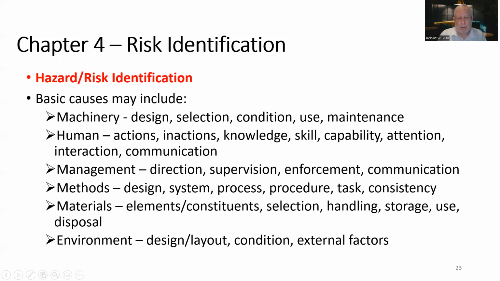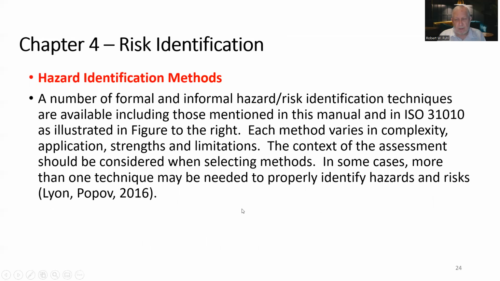Materials: elements, constituents, selection, handling, storage, use, disposal. Environment: that's the design or layout, the condition. There are external factors. Hazard identification methods. A number of formal and informal hazard and risk identification techniques are available, including those mentioned in this manual and in ISO 31010, as illustrated. We're going to talk about it in the next pages.